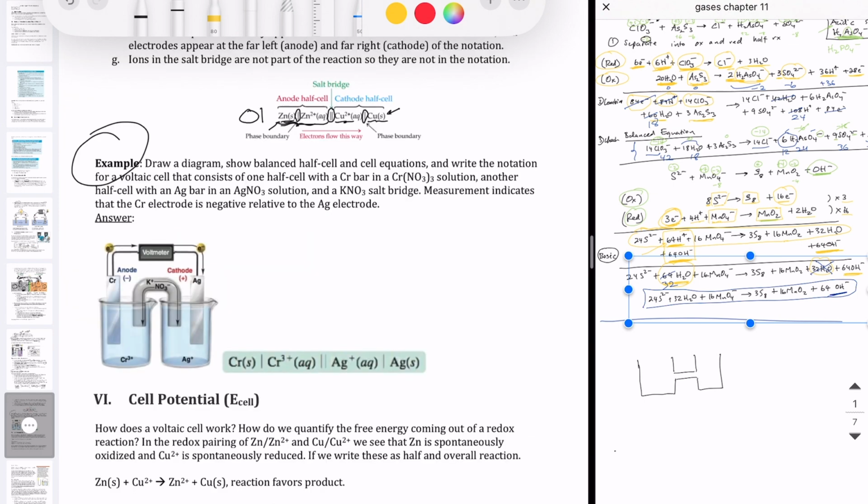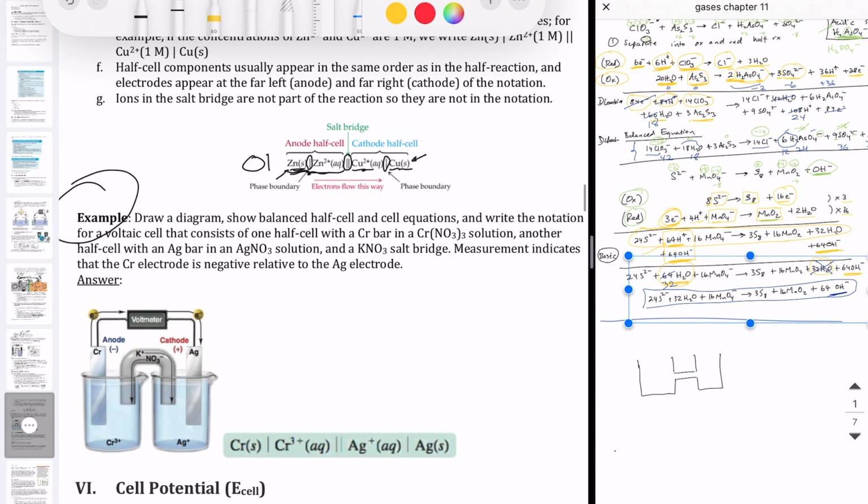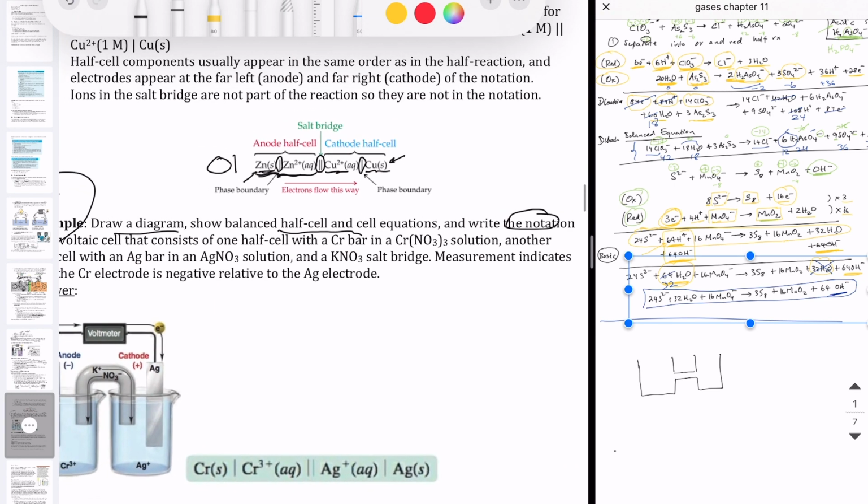Okay, let's now take a look at an example on how to draw that voltaic cell that I just described. And we want to draw the voltaic cell completely, have the equations, and then use the line notation as well, right? So we want to use that shorthand notation as well. So we're going to do everything here just to illustrate what's going on. Now, let's take a look at the information that they gave us.